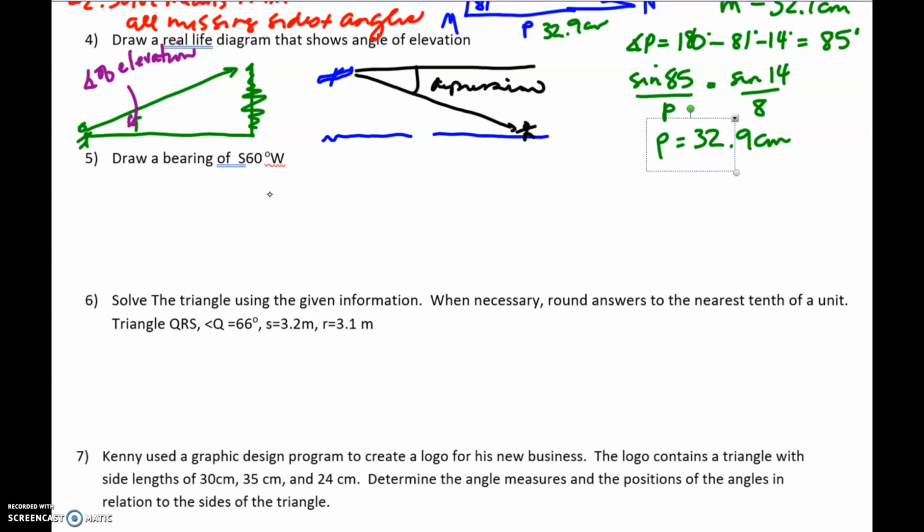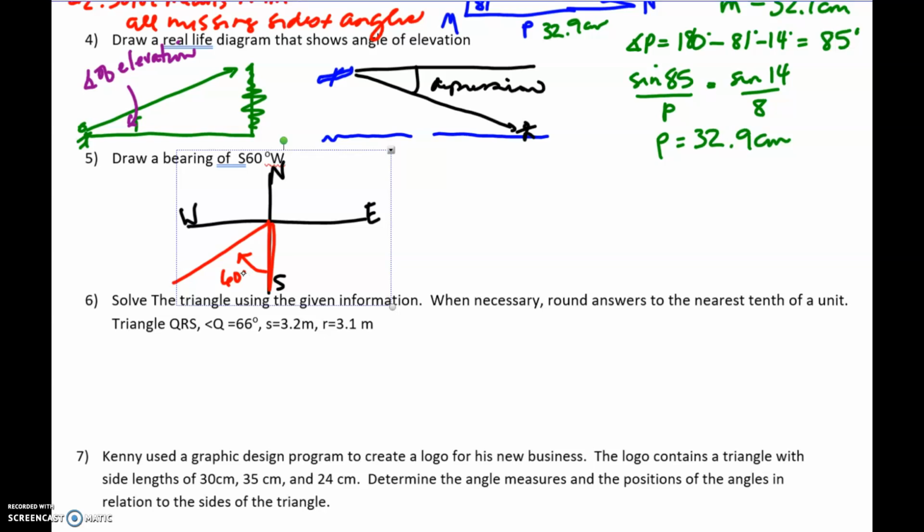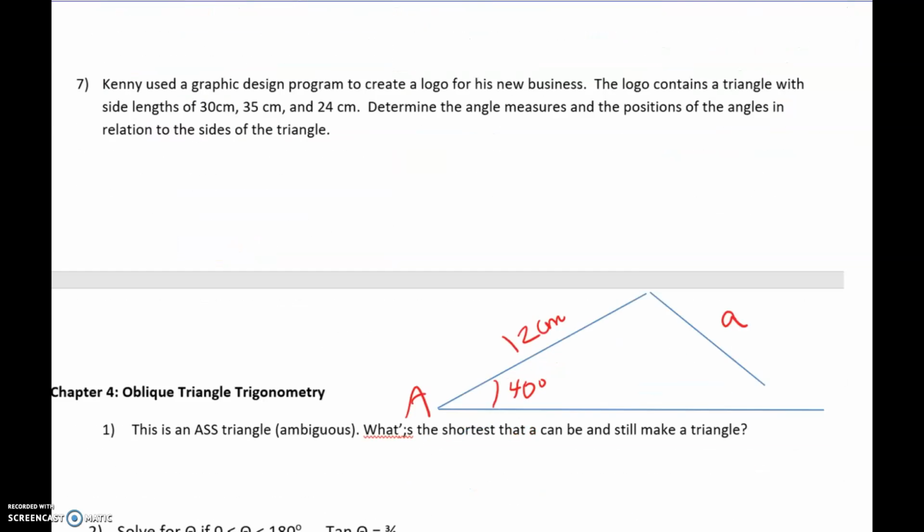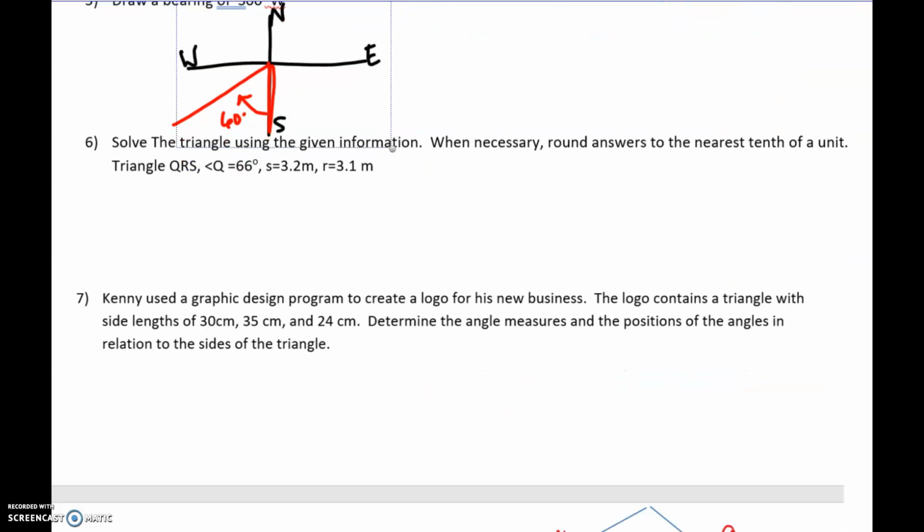Drawing a bearing, we always start with north, east, south, and west. Then it says south, so we're starting on the south line, and we're going 60 degrees towards the west. That would be our angle. All right, then solving another triangle, number 6.